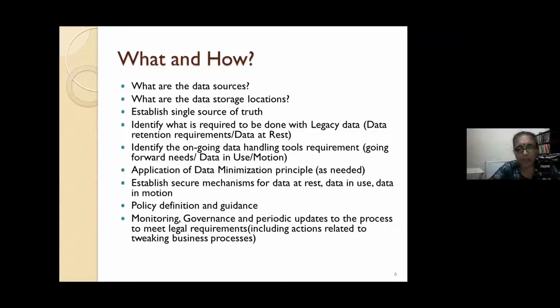And of course, I've just brought in this application of the data minimization principle so that the organization takes care of ensuring that only the minimal data is collected as per the requirement of the regulation, right? And then establish secure mechanisms for data at rest, data in use and data in motion. The policy definition is a very critical one. So all of these, I'll be talking about the tools which we are reviewing now in this call.